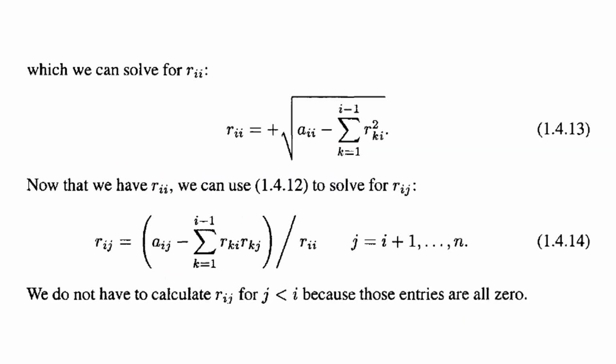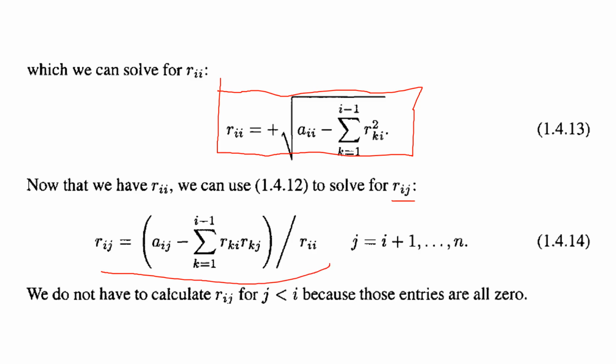Which we can solve for Rii. We want to calculate Rii with this relation. Now we have Rii, we can obtain Rij with this relation. We don't have to calculate Rij for j less than i because all these entries are 0.